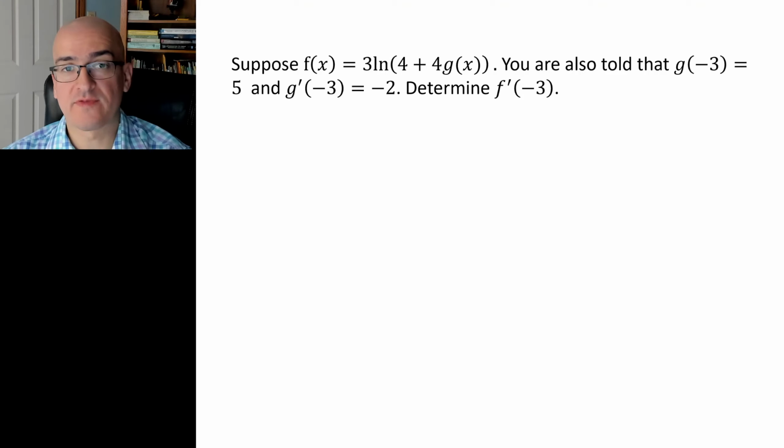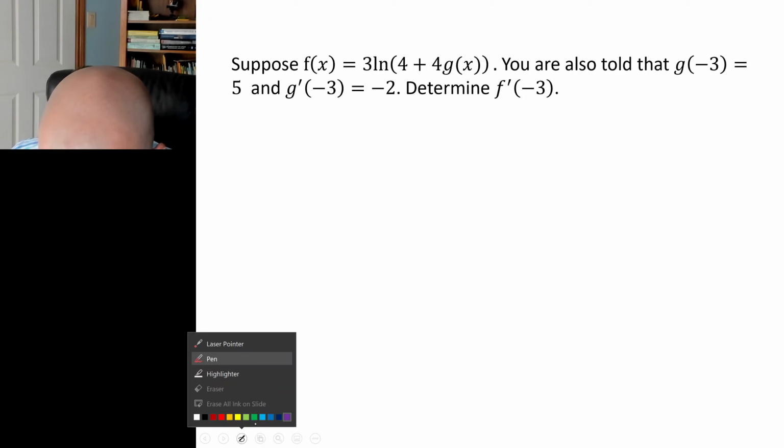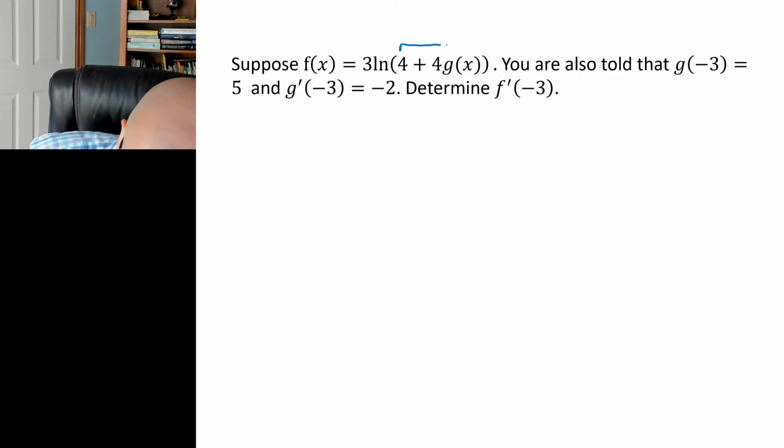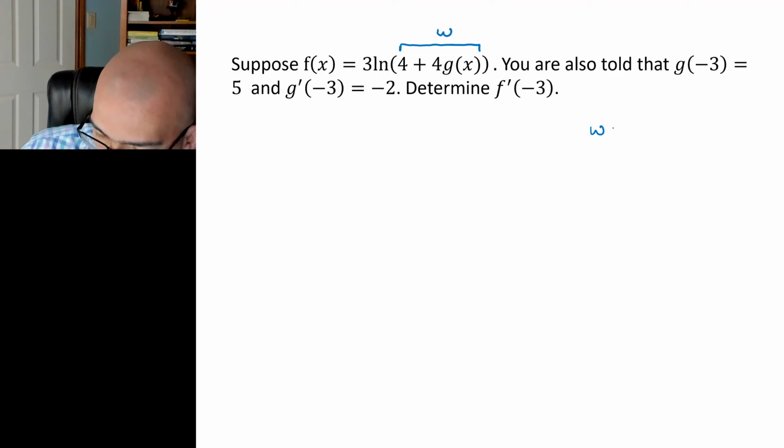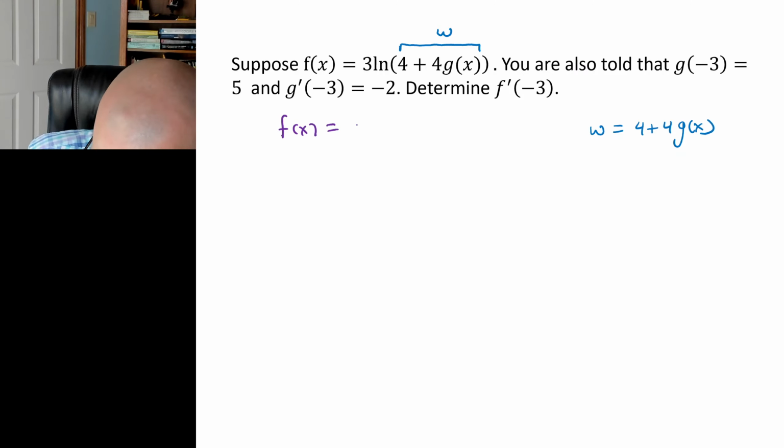When the function looks brutal, we think about how we can represent it in a simpler way. I'm going to do the same thing as always. I'm going to call everything in there, the 4 plus 4g of x, w. W is 4 plus 4g of x. So I can rewrite f of x as 3 times the ln of w.